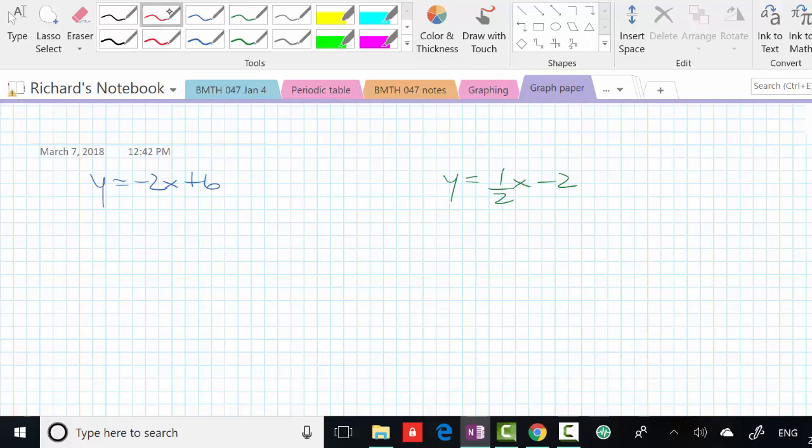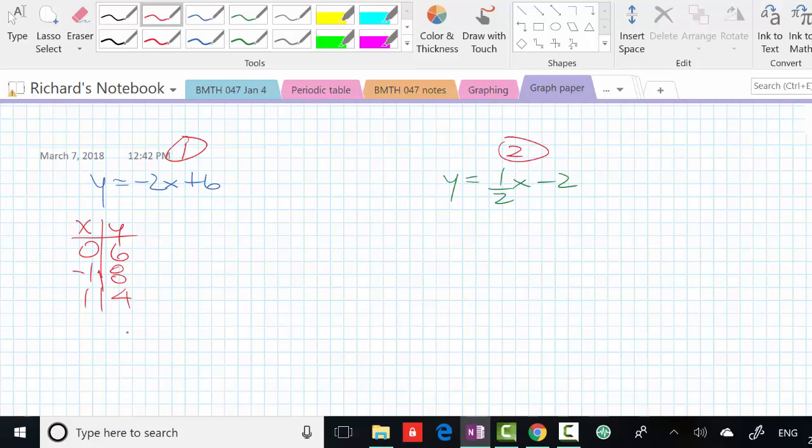The first thing I'm going to do is create a table of ordered pairs for both of these equations. Y is equal to minus 2x plus 6 is equation number 1. Y equals 1/2 x minus 2 is equation number 2. When x equals 0, y equals 6. When x equals minus 1, minus 1 times minus 2 is plus 2, and 2 plus 6 is 8. So when x is minus 1, y is 8. When x is 1, minus 2 times 1 is minus 2, and minus 2 plus 6 is 4.